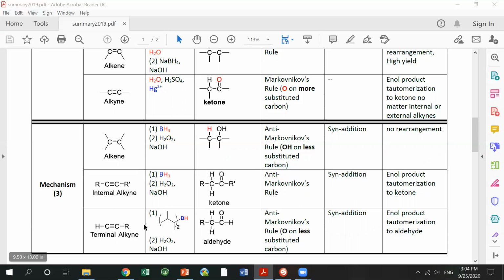If it is a terminal alkyne, you have to use a bulky boron reagent, the disiamylborane, and that can give an aldehyde as the product. So that's the first reaction that transforms an alkyne into an aldehyde.